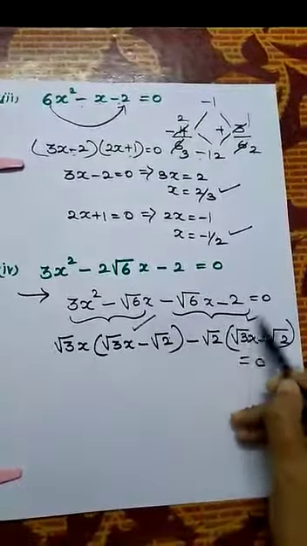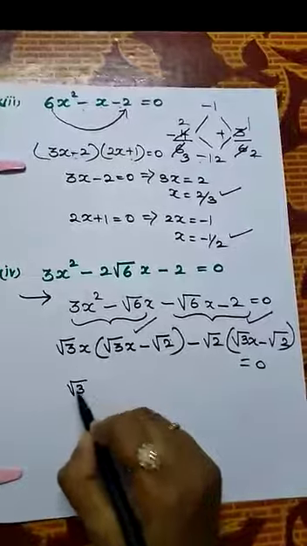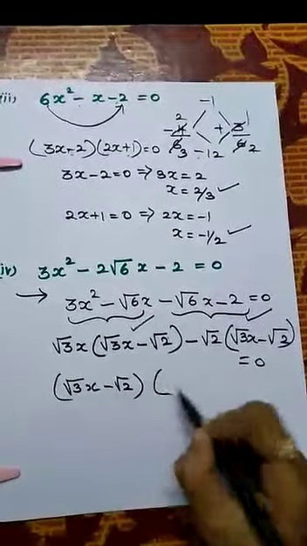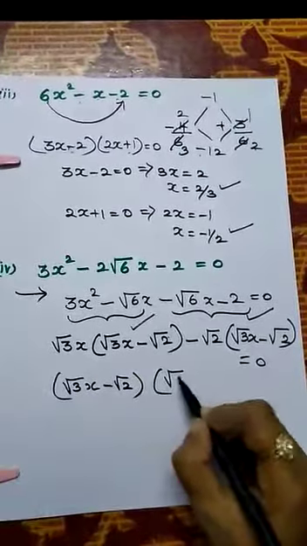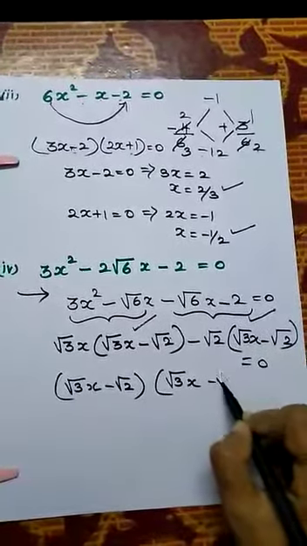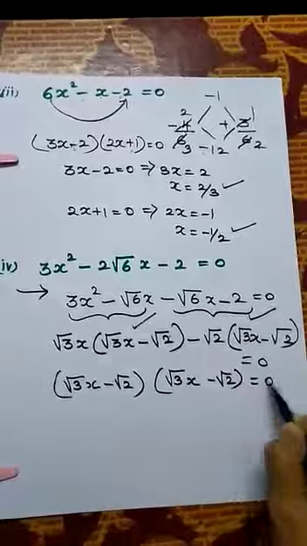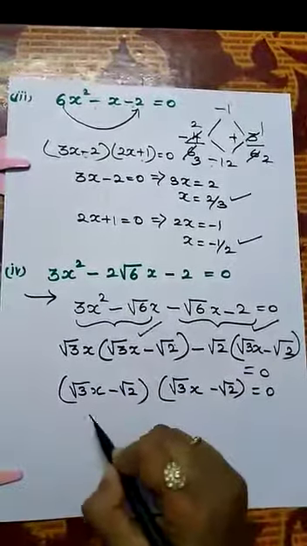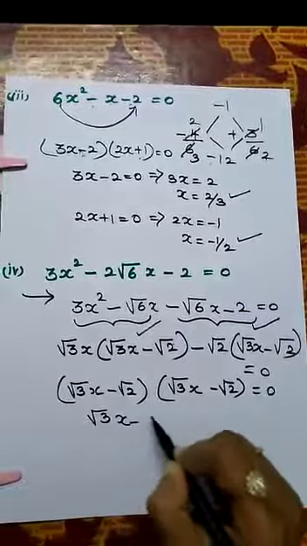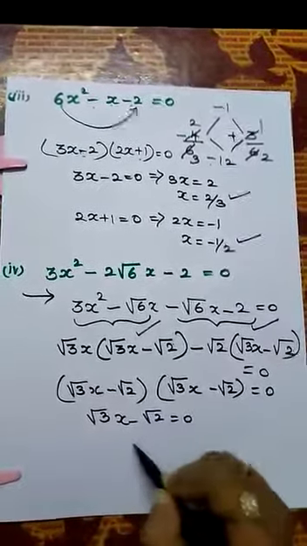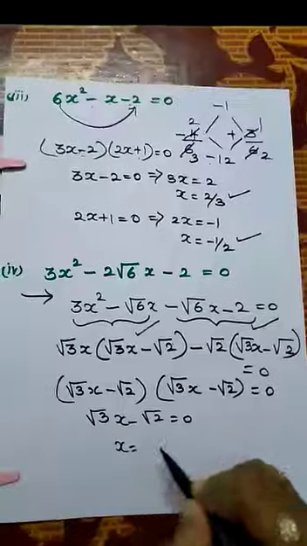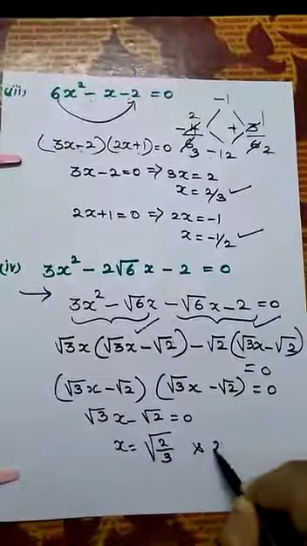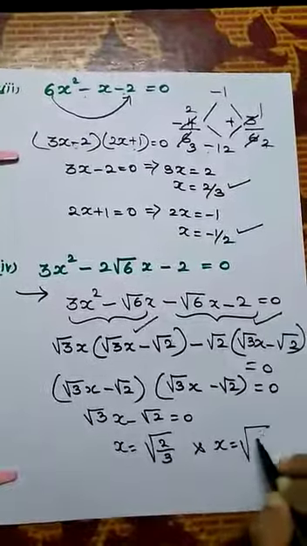Again we have to take a common value, that is root 3 x minus root 2. Take the common value, then write the balance values. Those values are root 3 x minus root 2 is equal to 0. These are the factors of the given quadratic equation. So what are the roots? Root 3 x minus root 2 equal to 0, so x is equal to root of 2 by 3. The next value is also x equal to root of 2 by 3.